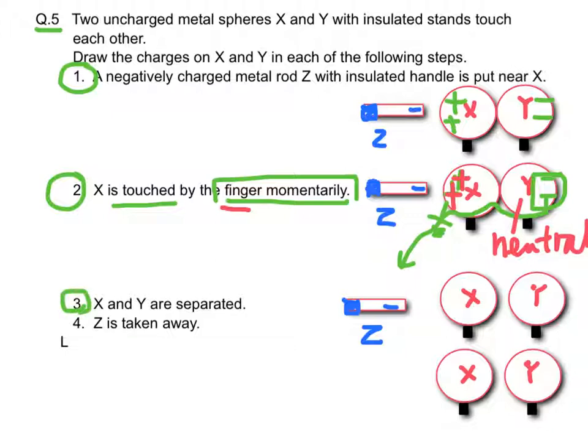Step 3. When X and Y are separated, X is charged positively and Y remains neutral. Step 4. Z is taken away. The charge on X is still positive and Y remains neutral.